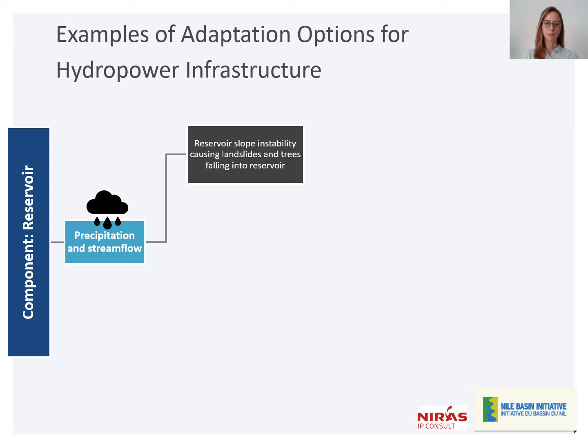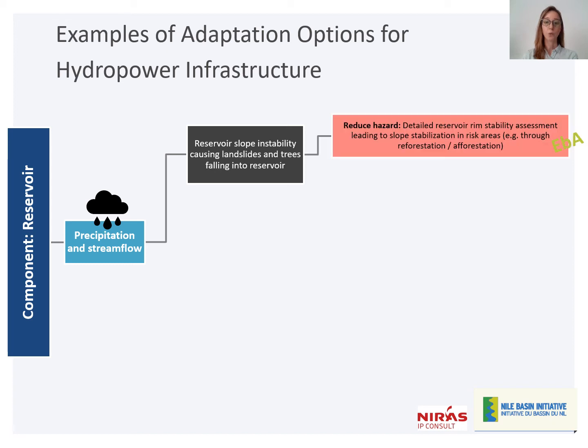A couple examples of adaptation options here are one to reduce exposure by doing a detailed reservoir rim stability assessment, leading to slope stabilization in risk areas. This could be done through reforestation or afforestation, which is a great example of ecosystem-based adaptation, which we talked about in Module 2. Another example also to reduce the hazard could be to stabilize slopes through green-gray embankments, which is another great example of ecosystem-based adaptation.